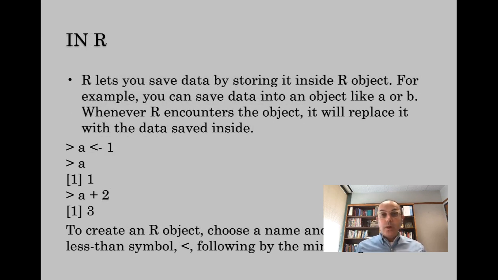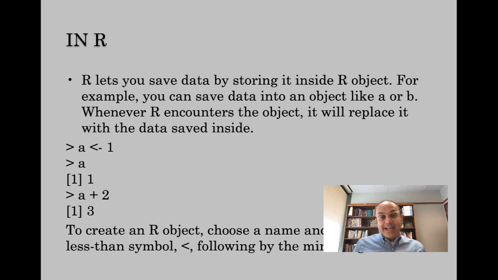In R, what we are doing is storing the data set inside an R object. So for example, if you save data into an object like A or B, then you will be able to run the code or the formula in a way that reflects the object and not lay out the entire data set every time. So whenever you encounter an object, you can replace it with the data set that you already saved inside.